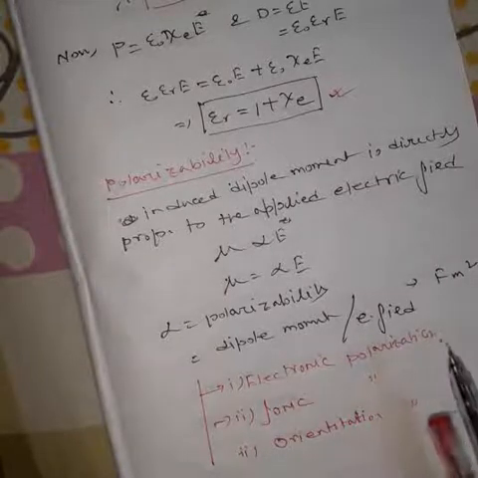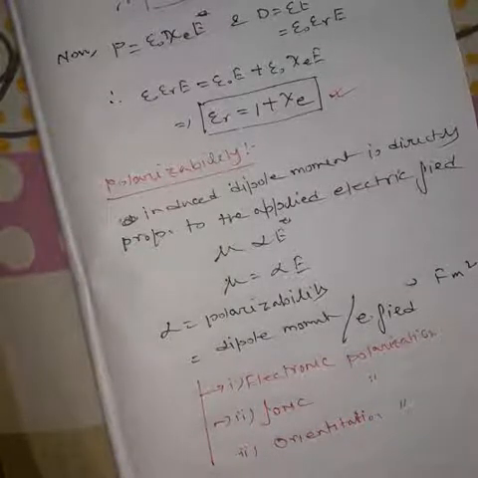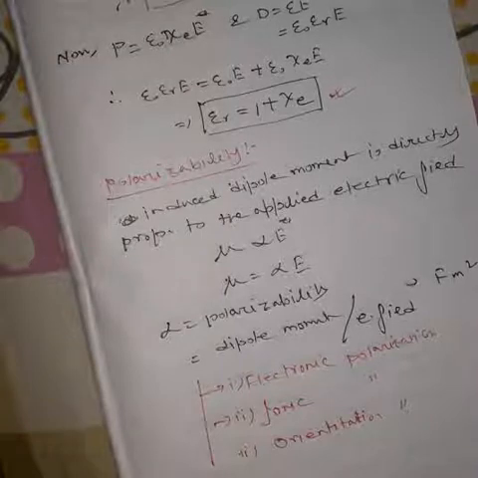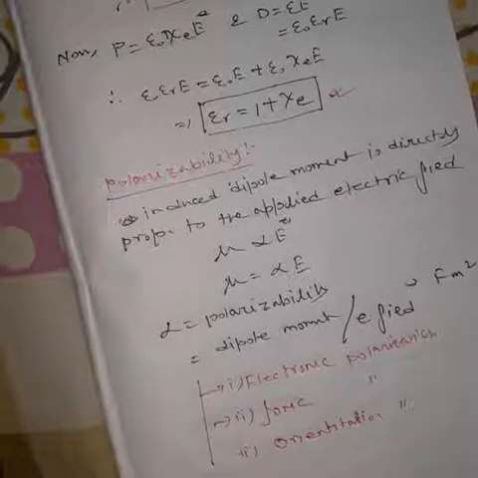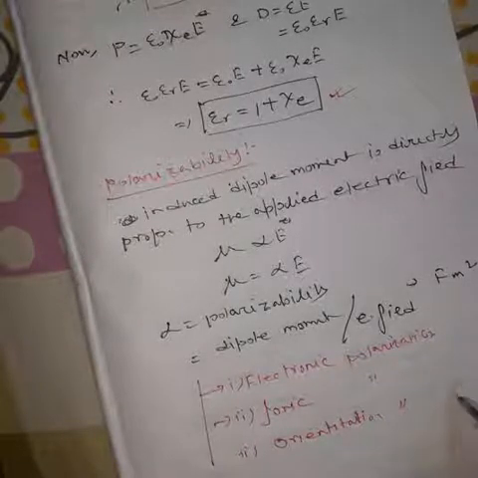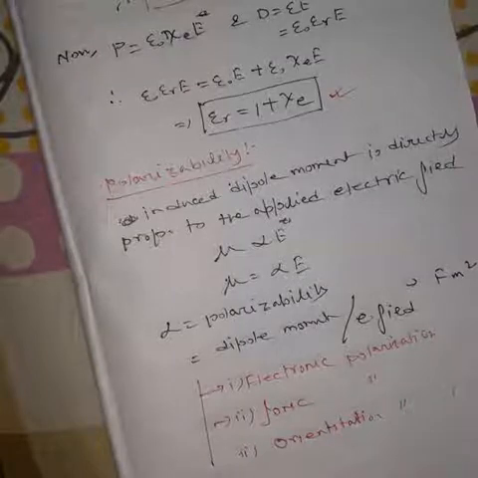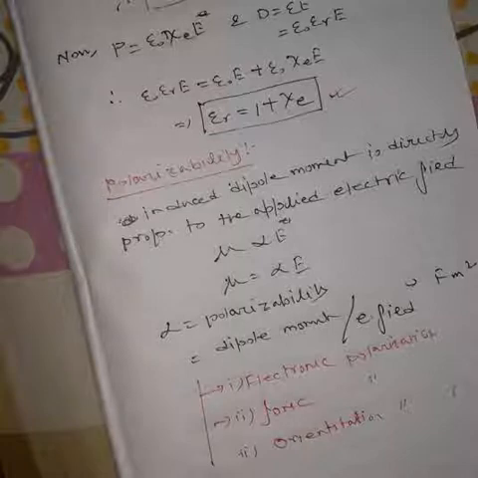Ionic polarization can be seen in some ionic materials, like sodium chloride. Due to the ion presence there, you have the polarization. Orientational polarization means they already have a permanent dipole, but they are randomly oriented. If you apply some electric field, they will be aligned in the direction of the electric field, and that is called orientational polarization.